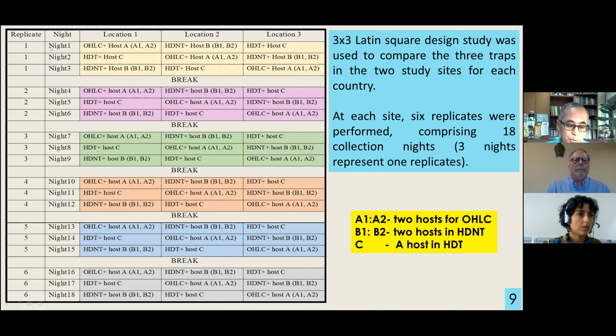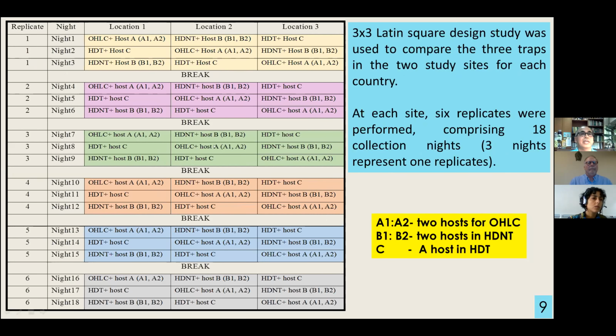The study was performed using a 3x3 Latin square design. The study was conducted to compare the three traps in two study sites, which were forests and villages, for each country. At each site, 6 replicates were performed, comprising 18 collection nights. 3 nights represent 1 replicate, as you can see from the table. In the table, you can see location 1, location 2, and location 3. And for each collection method, there is a host. For example, at outdoor human landing collection, there are 2 hosts, A1 and A2. A1 refers to the host that conducts the study during the first half of the night, and A2 does the second half of the night, and then this trapping system will move to the second location and the third location.